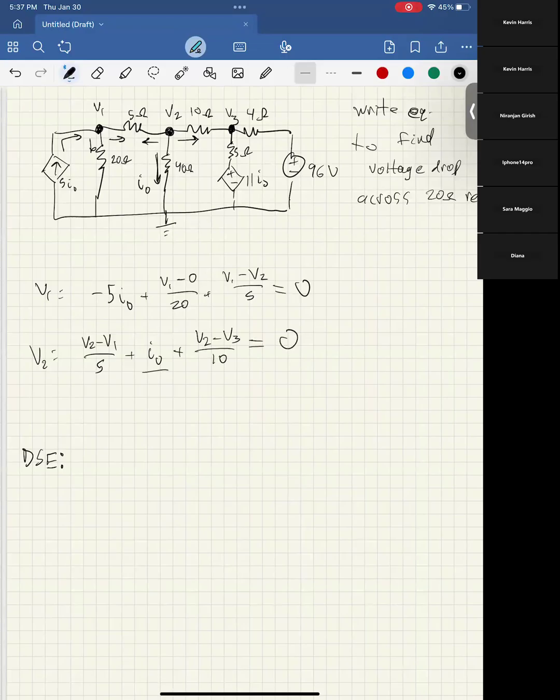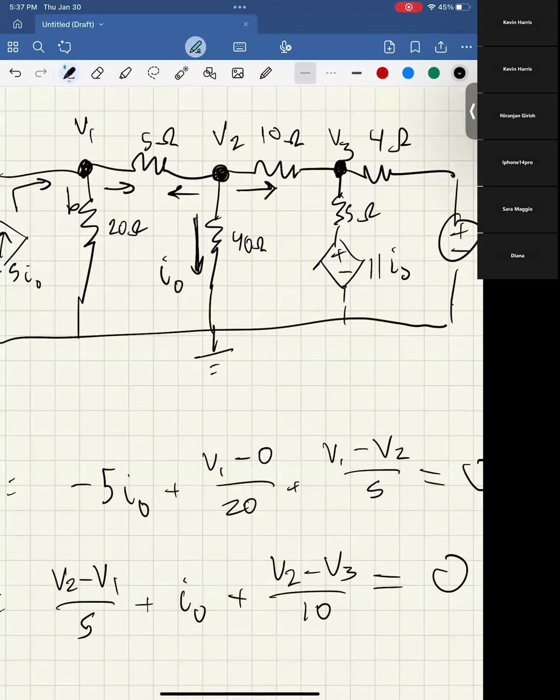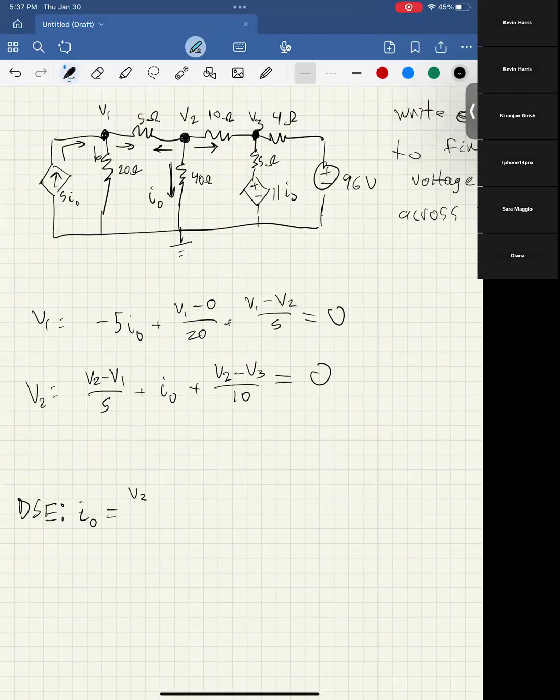Now that I've said I0 once, I'll talk about how we deal with that. We just define what I0 will be. I0 is the current going through this, so it's just V2 minus 0 over 40, or just V2 over 40.